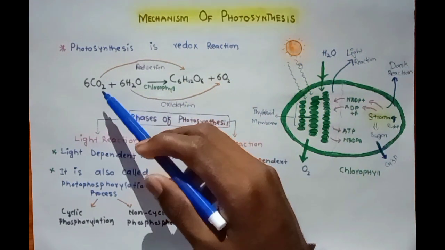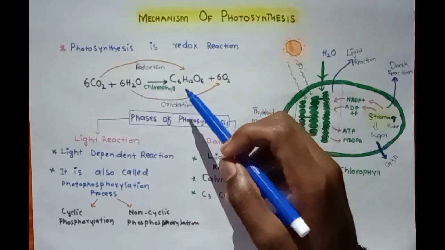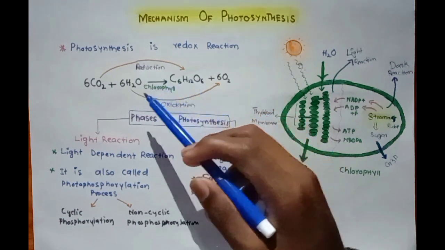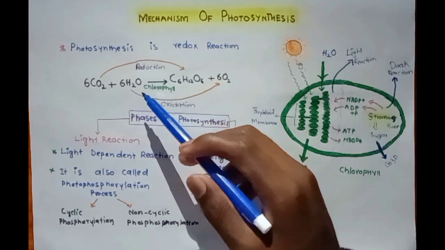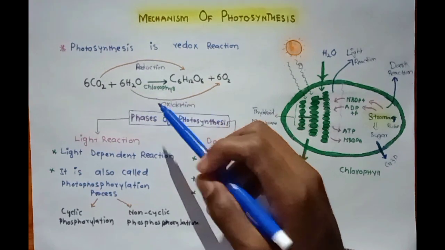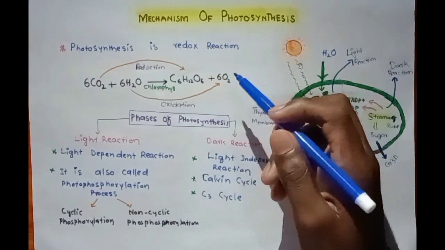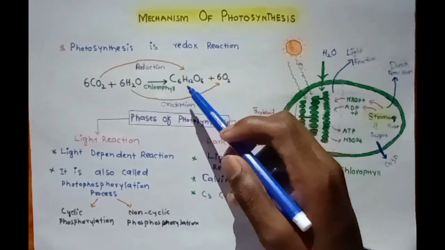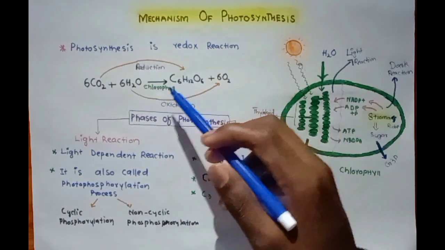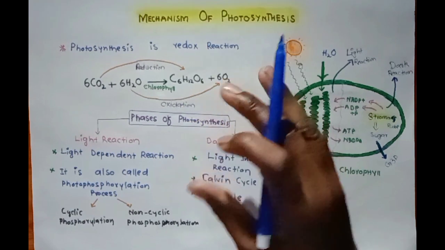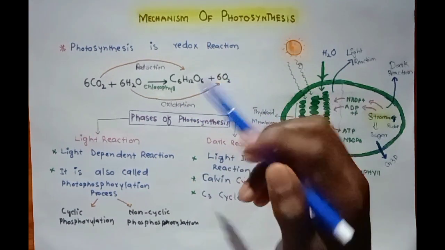Here carbon dioxide is reduced to form the glucose molecule, and water is split into hydrogen ions and oxygen. The oxygen is released and the hydrogen attaches to the carbohydrates. So this is oxidation and reduction, and we can say that photosynthesis is a redox reaction.